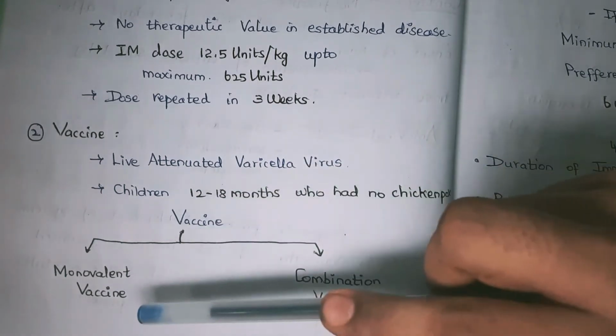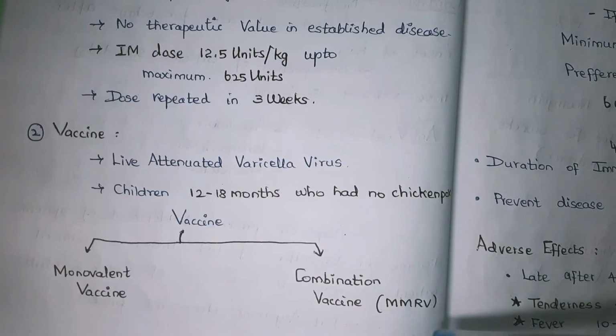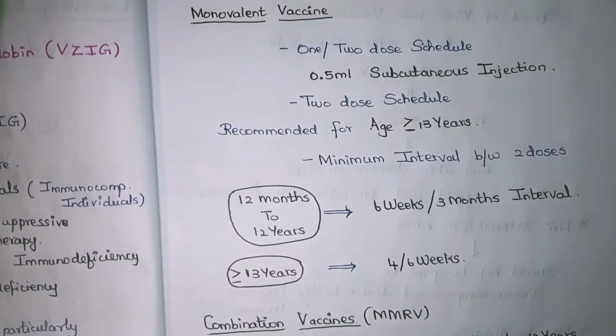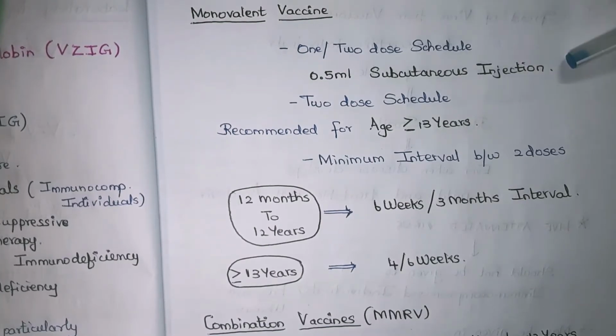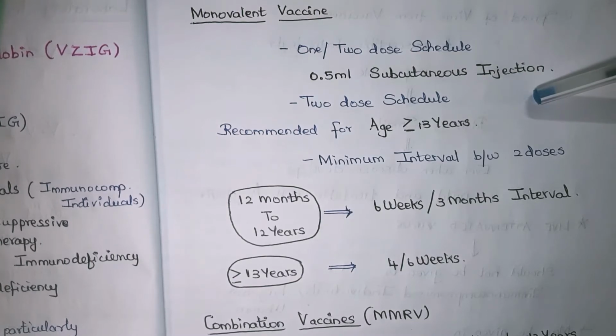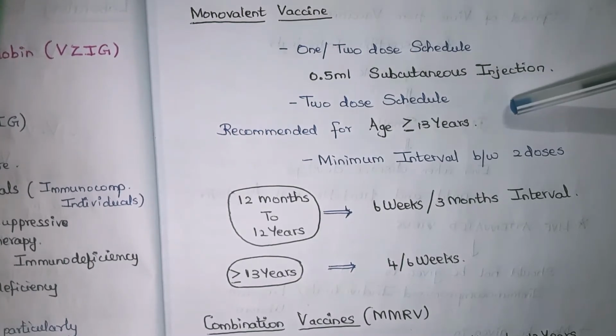Vaccine can be of 2 types, monovalent vaccine and combined vaccine, which is the MMRV vaccine. Monovalent vaccine is usually given in 1 or 2 dose schedules. A 0.5 ml subcutaneous injection is given. So the 2 dose schedule, now we will see. The 2 dose schedule is usually given for ages above 13 years.